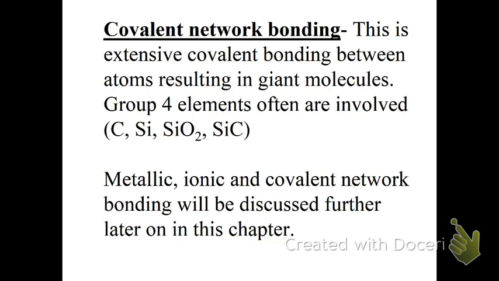Covalent network bonding, this is when you have extensive covalent bonding between atoms, and this results in giant molecules, and we'll discuss this in a little more detail later. So group 4, this is group 14, they're referring to 4A, are often involved with covalent network bonding. You've got carbon, and of course carbon has several different forms. You can have carbon as graphite, you can have carbon as diamond, and you can have carbon as another one, a big, huge carbon-60, which is called Buckminster fullerene. I promise you, I did not make that word up. And then metallic, ionic, and covalent will be discussed a little bit later. Okay.